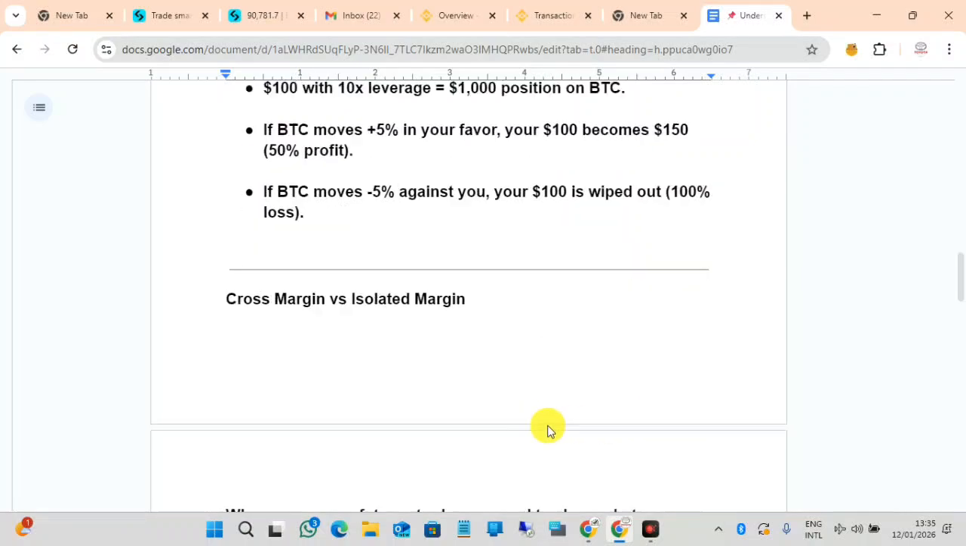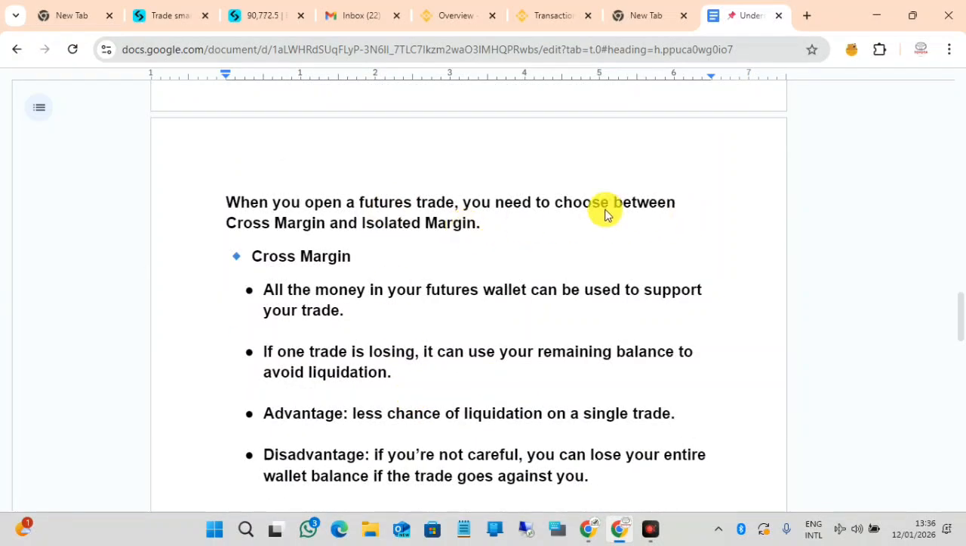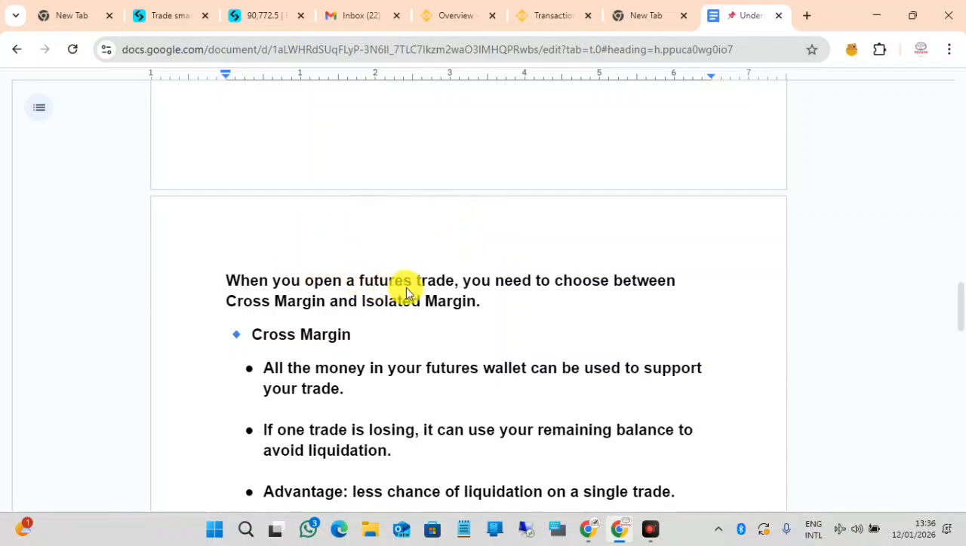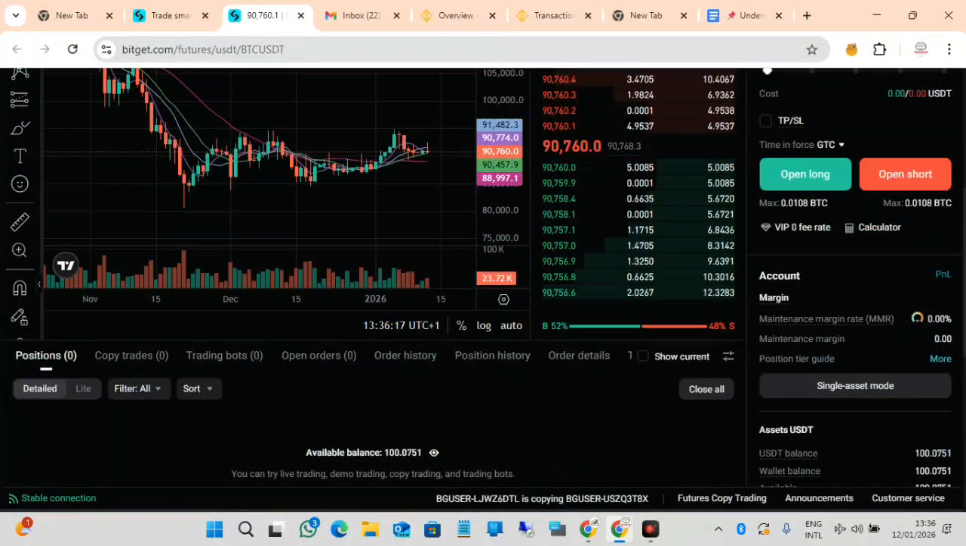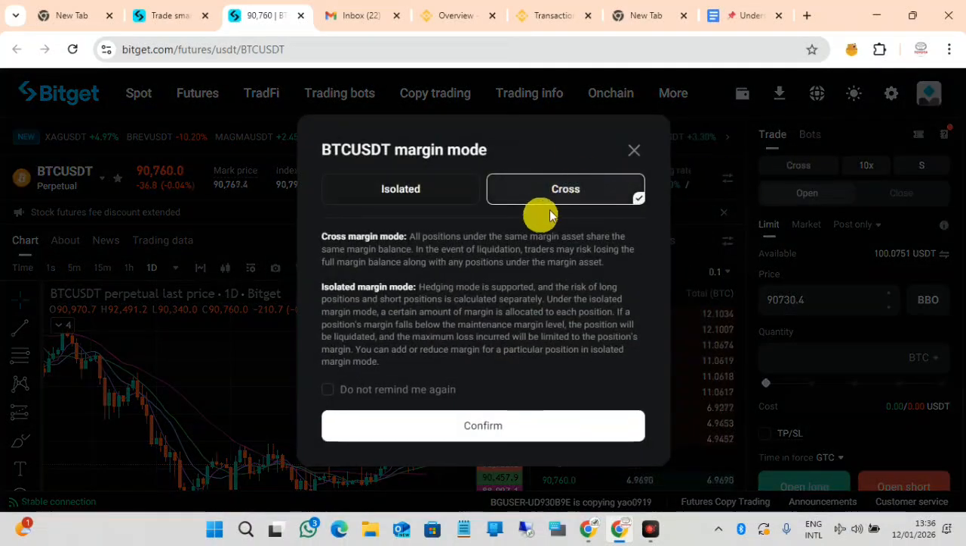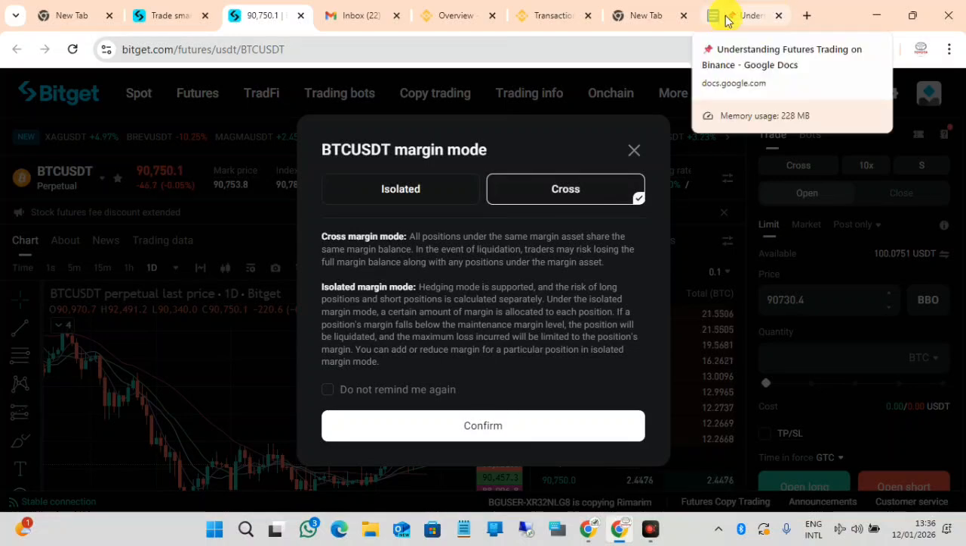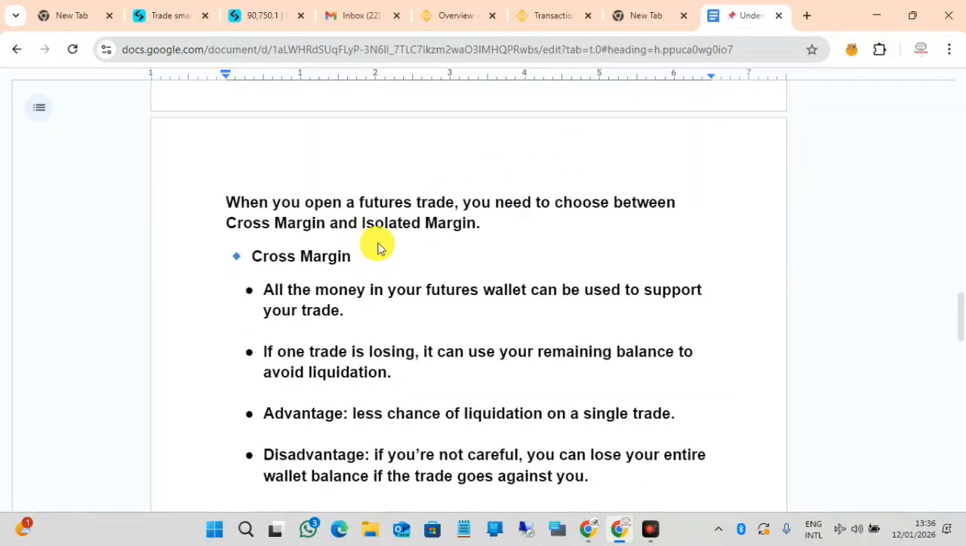Then we have cross margin versus isolated margin. When you open a futures trade, you need to choose between cross margin and isolated margin. I'll explain everything. Let me show you on this account right now. This is isolated, and this is cross margin. Let me explain what isolated margin is.